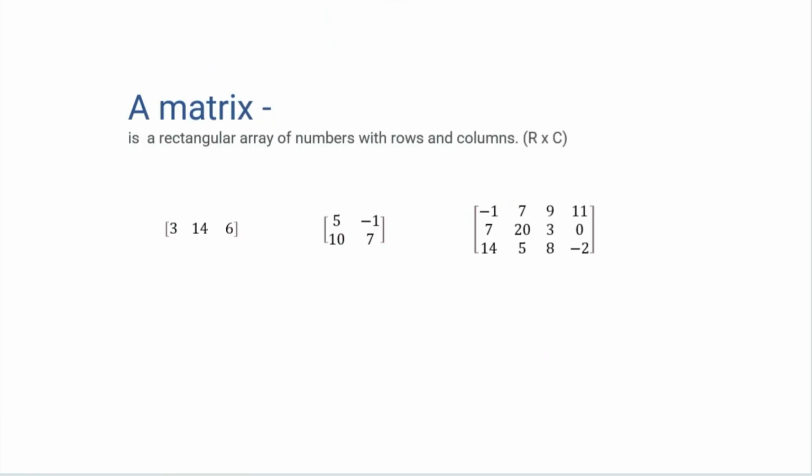So what is a matrix? A matrix is a rectangular array of numbers with rows and columns. And here I have 3 matrices, and we identify them by their rows and columns.